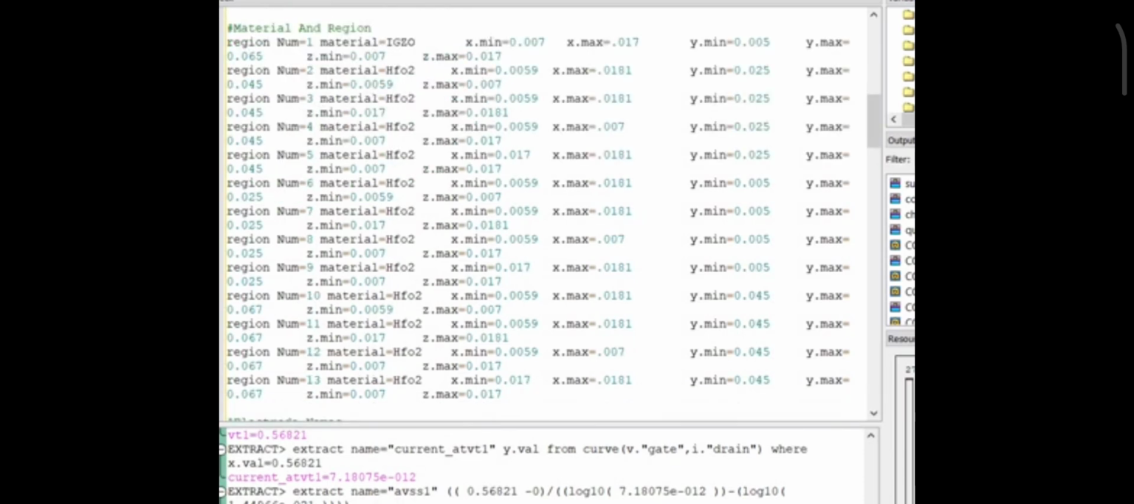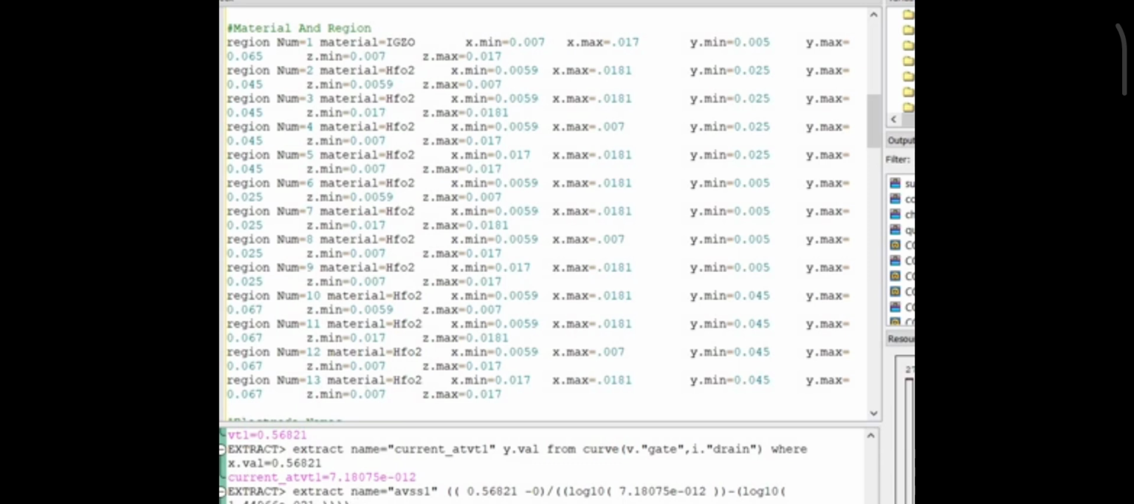Next, I have defined the material and the region. I have defined a total of 13 regions. Starting from the first region is the IGZO material with its positional parameter. From the second up to the 13th, all the regions have the same material, that is hafnium oxide, with their positional parameters. Please note down very carefully.